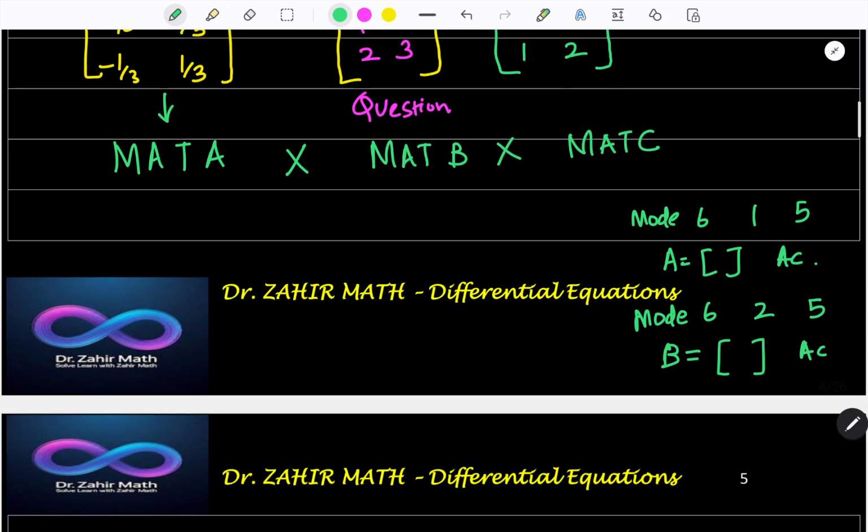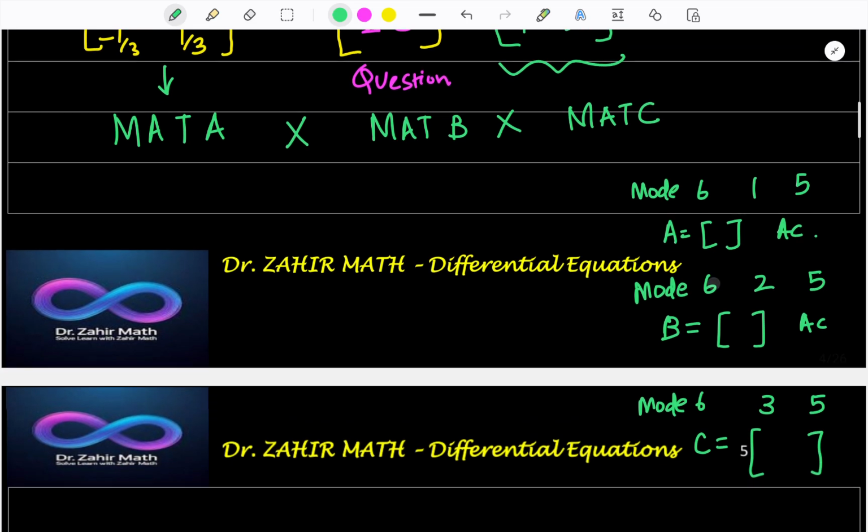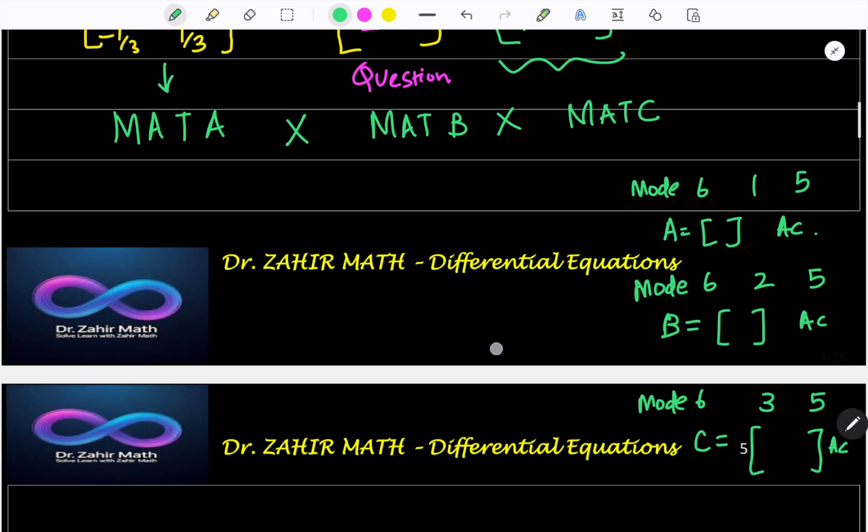Again mode 6, and then press number 3, that is mat C, then 5. So now it will be the C matrix. Press 5 and then 1 press equal, minus 1 press equal, 1 press equal, 2 press equal. Then press AC.